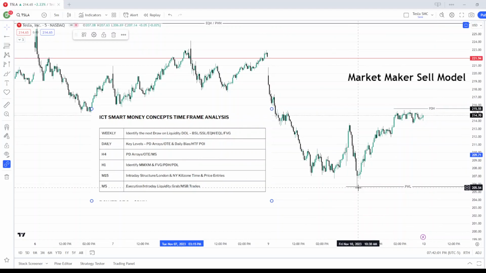Again, we see that kind of run on liquidity, right? But we did not see a smart money reversal here, even though this dumped on liquidity to run stops where they ran it back up.